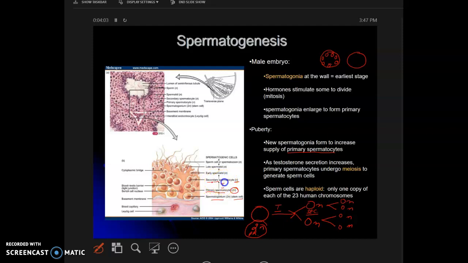The haploid secondary spermatocyte undergoes meiosis 2 and produces the spermatid. It's not a mature sperm. The spermatid will mature and finally form the sperm cell. All right.